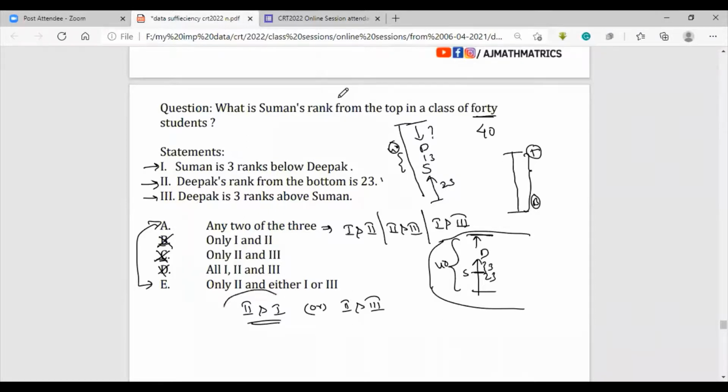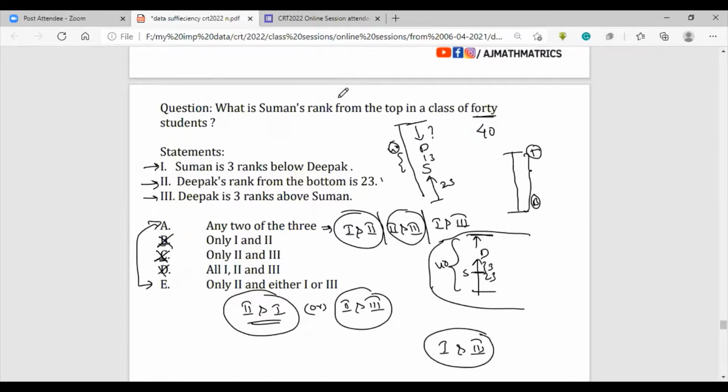Now, as of now, 1 and 2 are sufficient, very clear. 2 and 3 are sufficient, very clear. Now we have to check 1 and 3. If from this also you get the answer, then the answer is A. Now, if you solve 1 and 3, what will you get? Nothing, because 1 says Suman is 3 ranks below Deepak, and 3 says Deepak is 3 ranks above Suman. So both are giving the same thing.